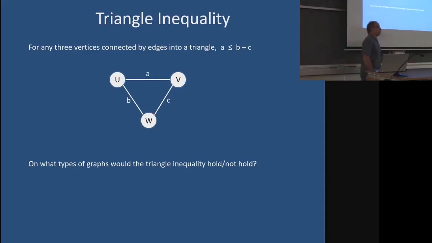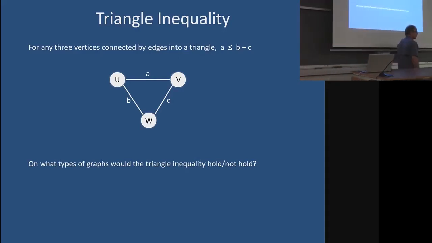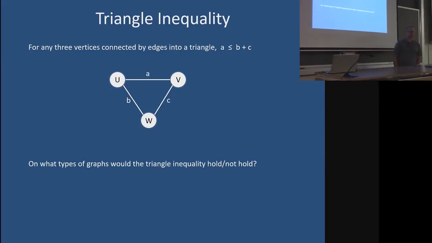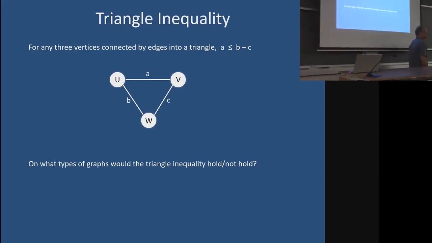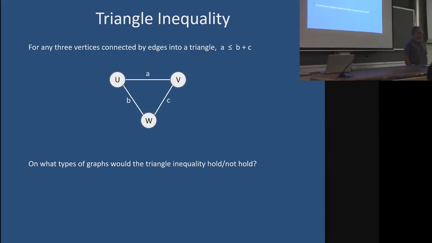Now, what types of graphs will the triangle inequality hold? Yeah. Like a regular map? Like a map, a physical map where the distances are mileages, for example. That'd be the most common thing. Now, what's a kind of graph that it won't hold on? Yes? The one we're trying to solve? Well, the one you're trying to solve, certainly, where the edges are just random.